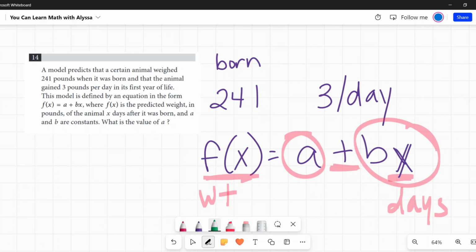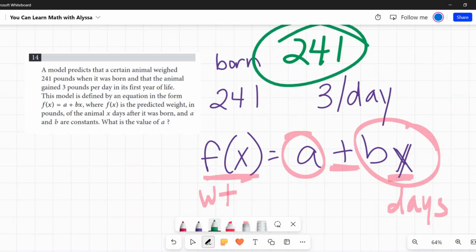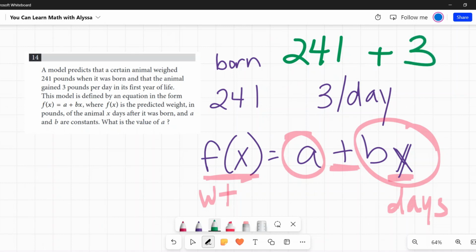Okay, so what's getting bigger with this animal? It's gaining weight, and it's gaining 3 pounds every day. So how much did this animal weigh on the first day? When it's first born, it weighs 241 pounds. What did it weigh the second day? Well, it had that initial 241 pounds, and then it gained 3 more pounds.